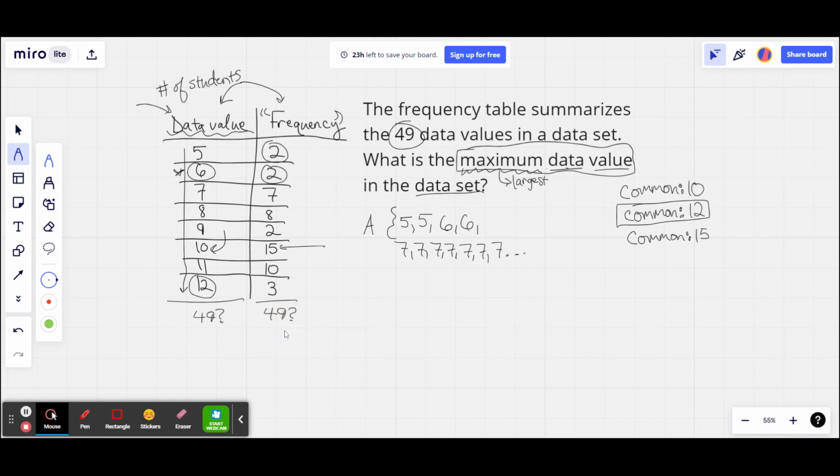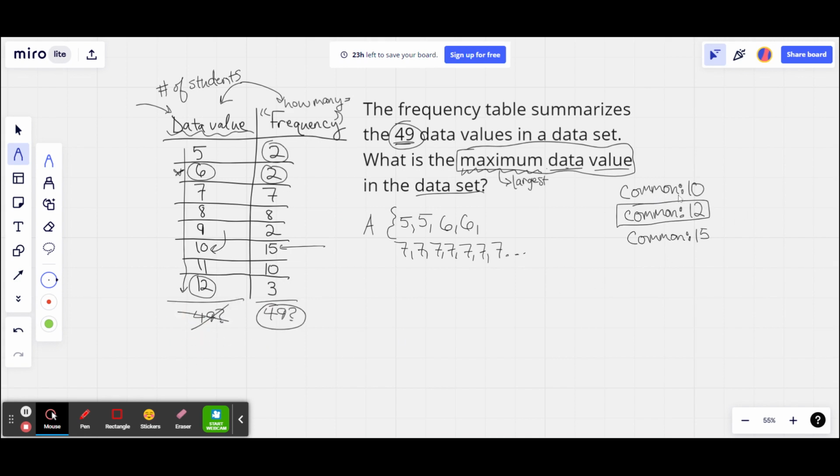Rather than calculate it, take a moment to think about it. So how do we get how many data values there are? So there are 49 data values. That tells us how many. And remember, how many is a synonym for frequency. So this is 49. This is not 49.